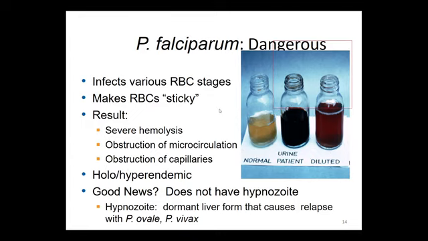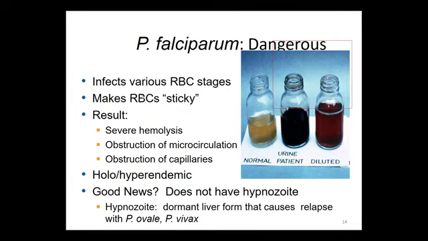It makes RBCs sticky, and it leads to sludge syndrome, which may result in severe hemolysis, so DIC syndrome, obstruction of microcirculation, and obstruction of capillaries. It's wholly hyperendemic, so a lot of people are infected. But kind of good news, it does not have hypnozoites, that is the dormant liver form that causes relapses in Plasmodium ovale and vivax.